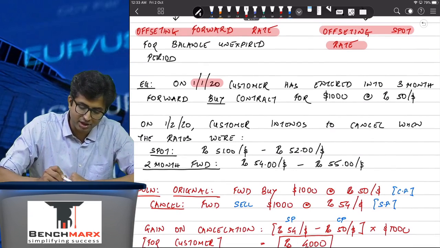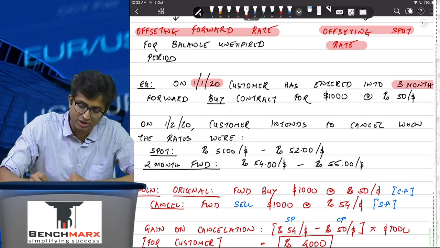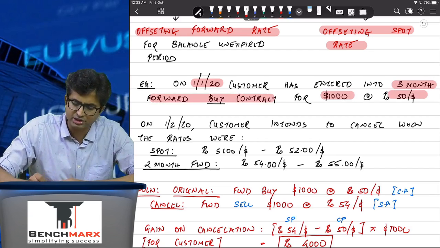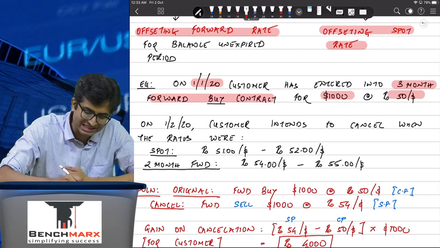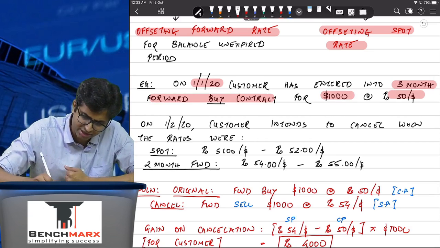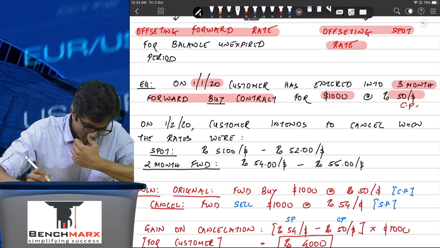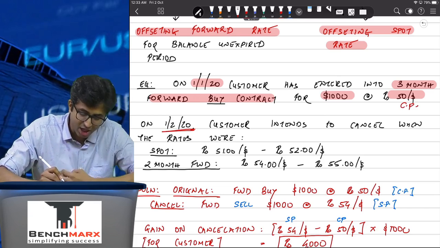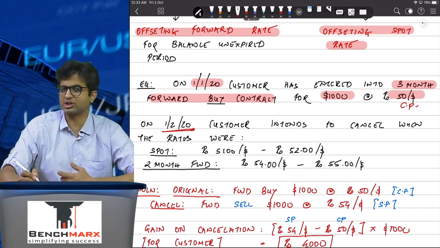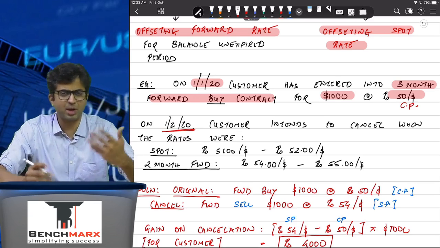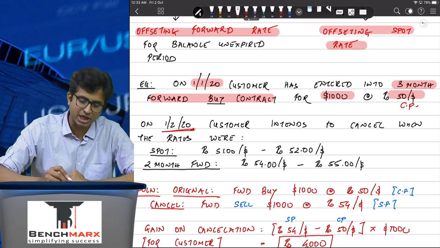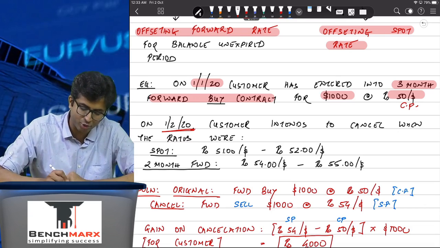So on 1st of January, the customer has entered into a 3-month forward buy contract. The customer has entered for $1,000 at the rate of ₹50. So that is your CP, cost price. It is the customer's buy contract cost price. On 1st February, that is 1 month later, the customer intends to cancel when the rates are 51 and 52 in the spot market. But वो तो आज के लिए है, हमें तो आज डॉलर मिलने ही नहीं वाले. We are going to get dollars 2 months later, that is on 31st March. We are on 1st February, when the rates are going to be 54 and 55.